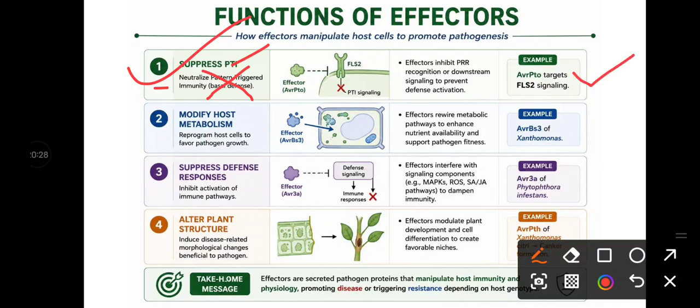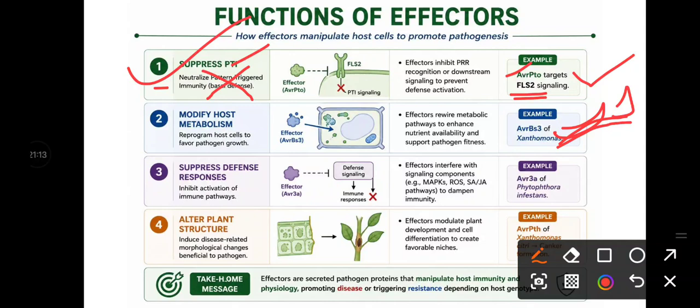An example is AVR-PTO, which targets FLS2. This is a PRR, a pattern recognition receptor. This pattern recognition receptor is not a big thing. These are just membrane proteins. In the membrane of the host plant, receptors are there at the entrance level, these are the guards that recognize the foreign molecule. This FLS2 is also a PRR protein, which is targeted by this effector protein AVR-PTO.